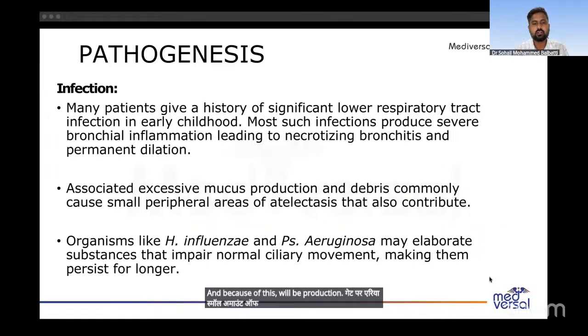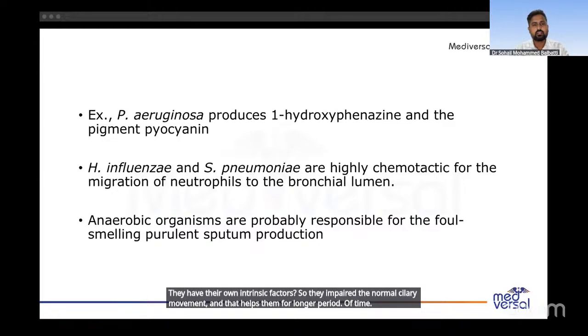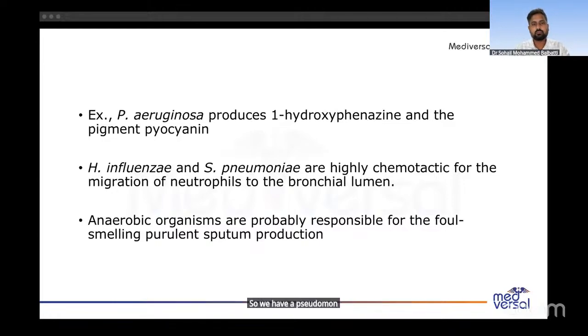So the common notorious organisms here are Haemophilus influenzae and Pseudomonas aeruginosa. They have their own intrinsic factors. They impair the normal ciliary movement, and that helps them stay inside the lung for a longer period of time rather than being cleared out. So Pseudomonas aeruginosa is the most potent and most virulent organism which we see in bronchiectasis. I'll tell you the importance of Pseudomonas aeruginosa in bronchiectasis.